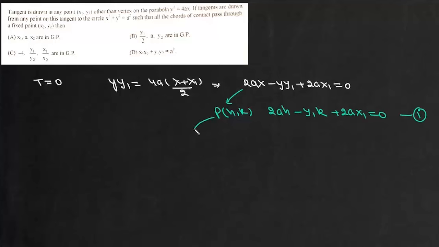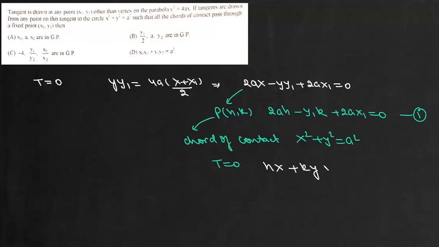Now from this point, if we write the equation of chord of contact to this circle x^2 + y^2 = a^2, we know that chord of contact is given by T = 0. So we'll get this equation as hx + ky = a^2, and it says the chord of contact will pass through this fixed point (x2, y2). So we can write hx2 + ky2 = a^2.